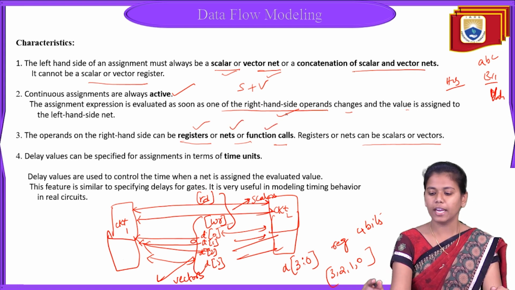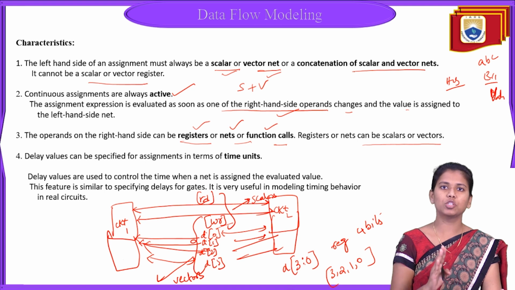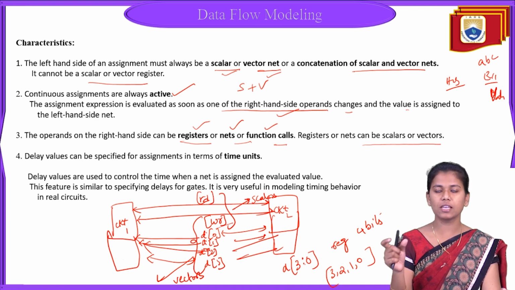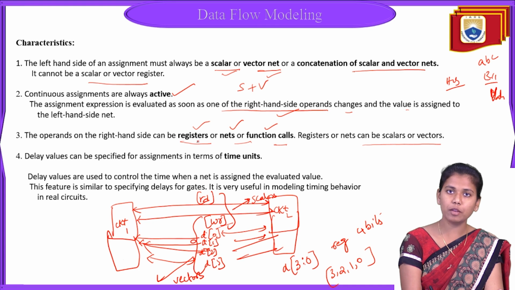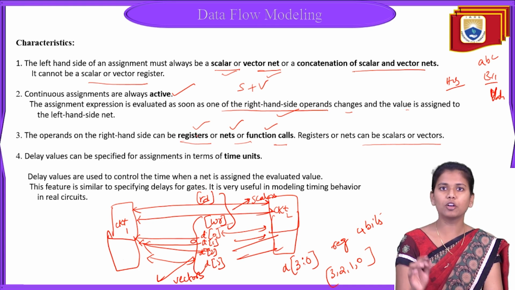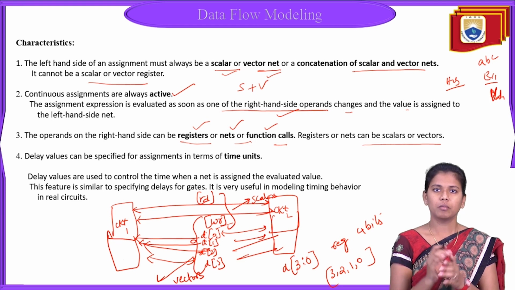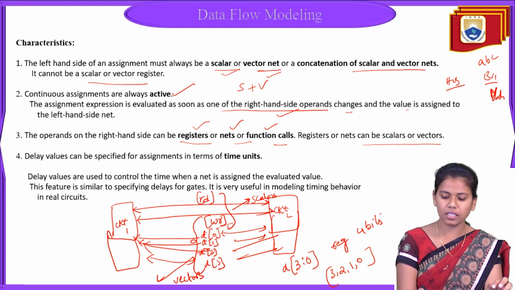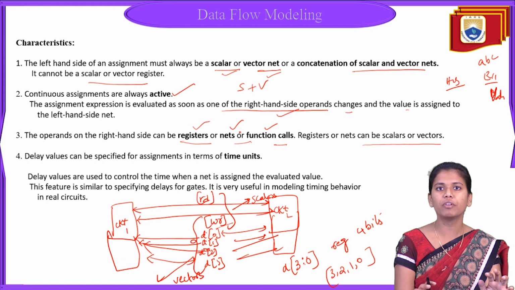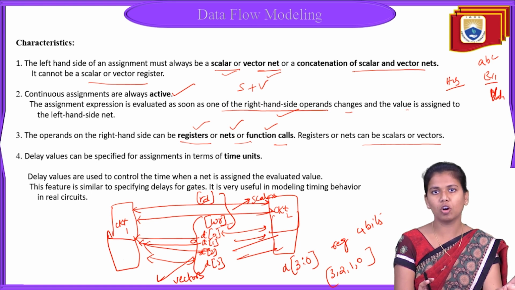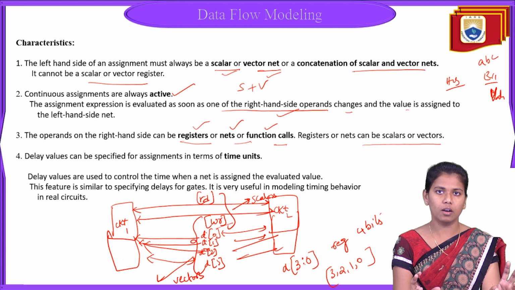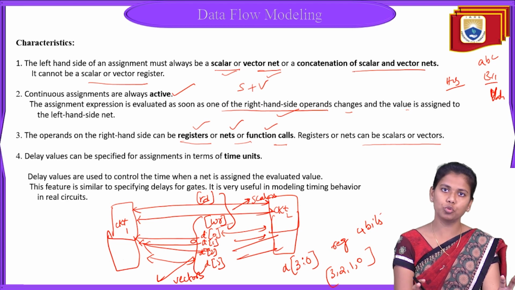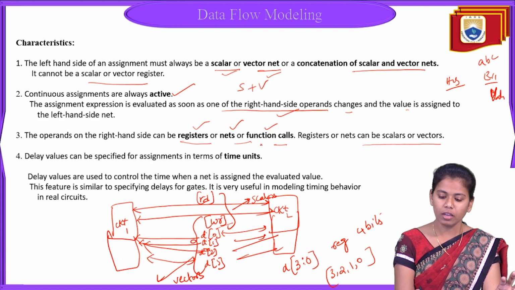What are these registers? It means that whatever values are present in the right hand side of the continuous assignment statements, they can be registers. Register is nothing but a group of digits, a group of digits accumulated in one particular place called a register. So registers are nothing but the combination of flip-flops and latches, as we know in digital circuits, isn't it? Nets are nothing but the communication between two or more blocks, more than 2 blocks, we are calling it nets, or function calls.